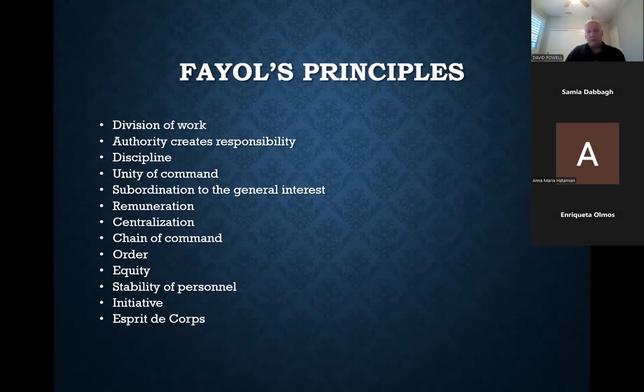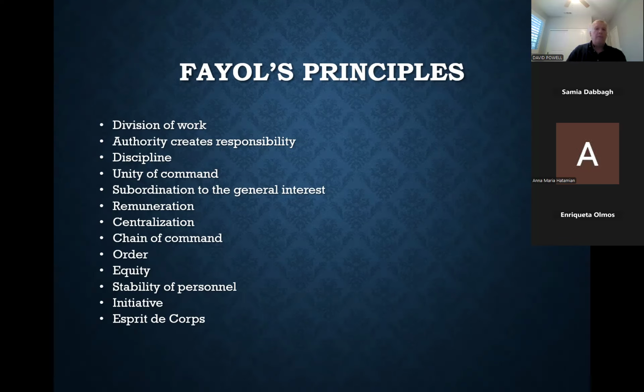Authority creates responsibility, meaning that if we delegate authority to our employees, we can then hold them accountable and responsible for those types of jobs that they have been delegated. And so when you delegate authority, you then create responsible employees. You delegate authority through your organization chart, much like with Max Weber. Discipline. You have to have some system of discipline. That's another principle of an effective and efficient organization.